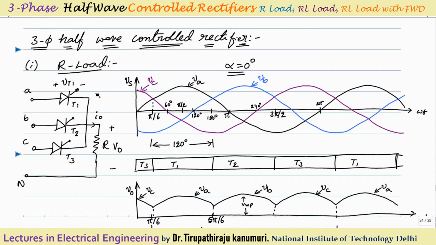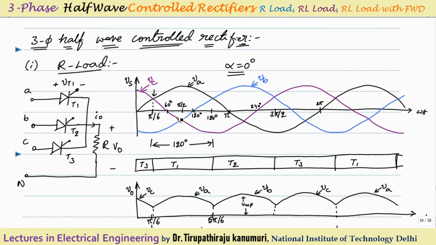So by default, if alpha is equal to 0, thyristor T1 will start conducting from omega t equal to pi by 6. It will start conducting from this instant, which I have represented here. T1 starts conducting from 30 degrees, and it will conduct for a duration of 120 degrees. That means it will conduct from 30 degrees to 150 degrees.